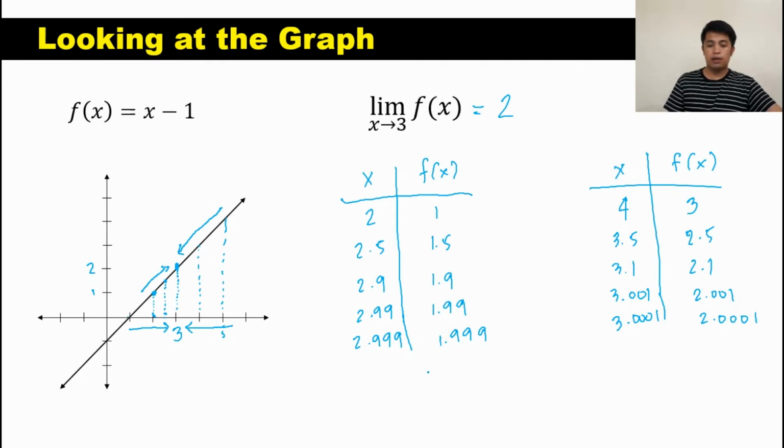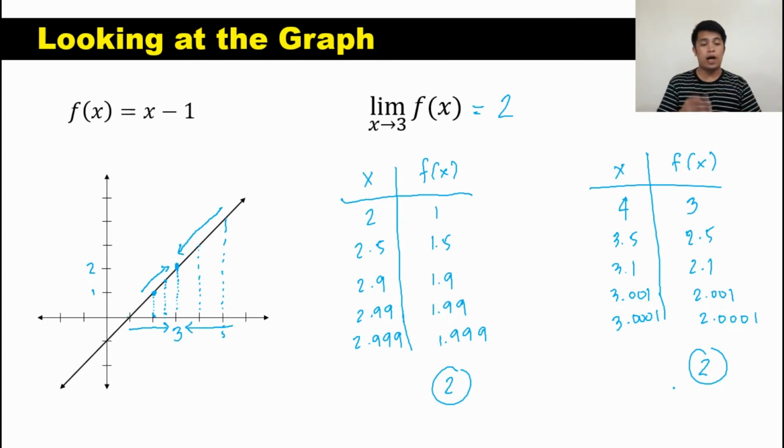From the left, we are approaching 2. And on the right, we are also approaching 2. Since the one-sided limits are equal, meaning we approach the same value from the left and from the right, that is the limit of the function. Therefore, our observation from the graph is also correct: as we move closer and closer to 3, we are moving closer and closer to 2 on our y variable. Therefore, the limit of f of x as x approaches 3 is equal to 2.